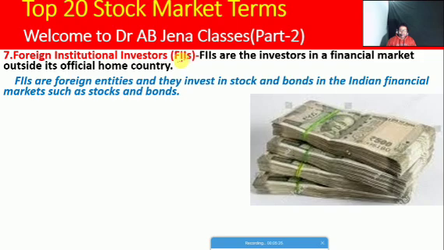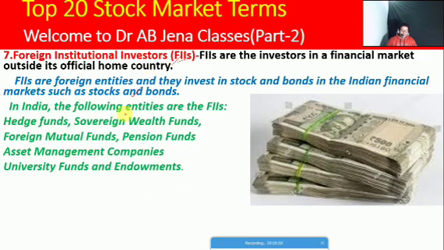So next one, what is the meaning of FIIs? So friends, it stands for foreign institutional investors. So FIIs are investors in a financial market outside their official home country. So FIIs are foreign entities and they invest in stocks and bonds in the Indian financial market. In India, the foreign entities are treated as FIIs. So they are the hedge funds, sovereign wealth funds, foreign mutual funds, pension funds, asset management companies, university funds and endowments.